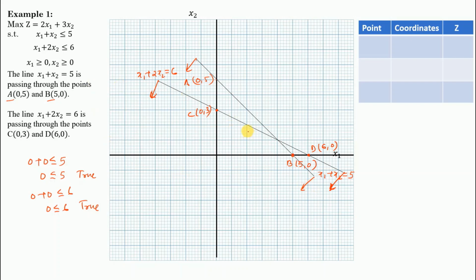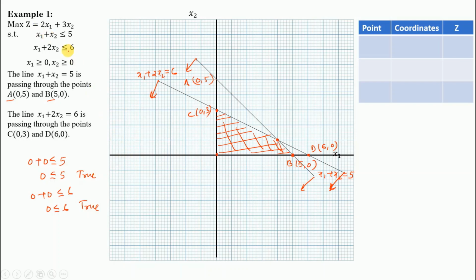Now we have to find the feasible region, which is the common region of all these constraints. Look at this: x1 greater than or equal to 0 means we need the region above this, and x2 greater than or equal to 0 means we need the region on the right-hand side of this line, and below this line. So the common region will be this part. You can shade it, or you can draw some lines to denote this region. So this is the common region, and these are the boundary points, this one, this one, this one.